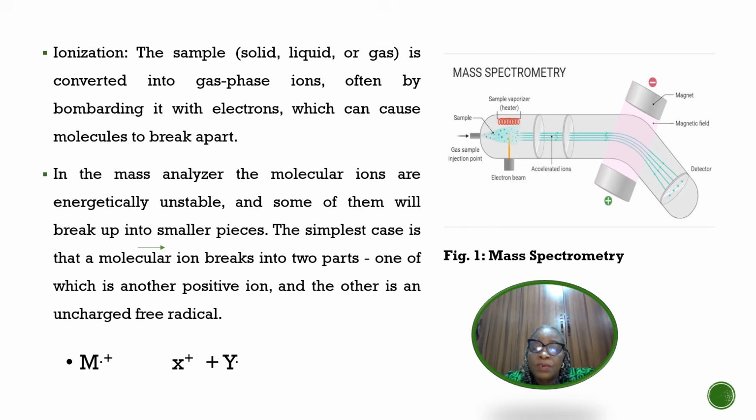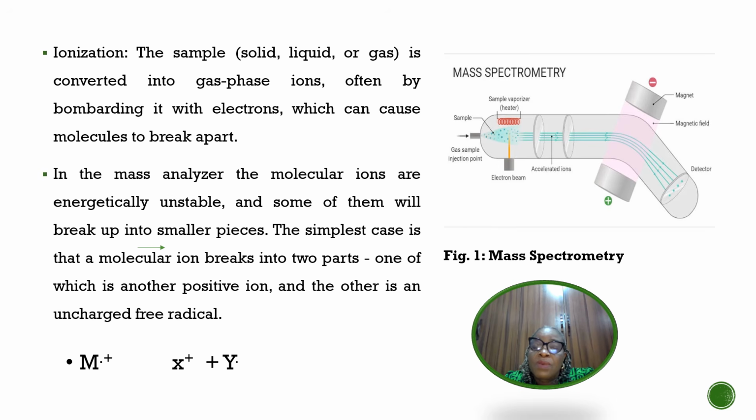Figure 1 shows the mass spectrometer. In the mass spectrometer, we have the sample, and then the gas sample injection point. From that injection point, we introduce the sample, and then we have the sample vaporizer, which is the heater, and then there is an electron beam that is also there in the spectrometer that helps in the acceleration of the ions.